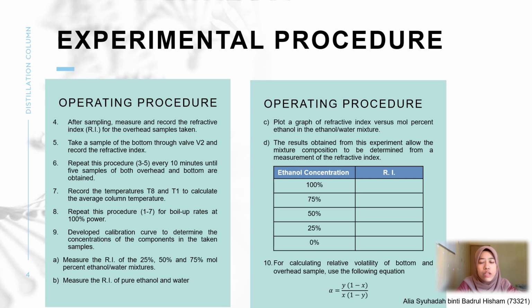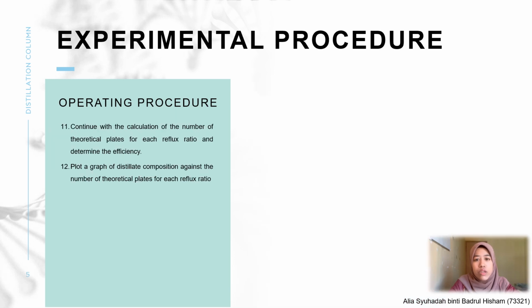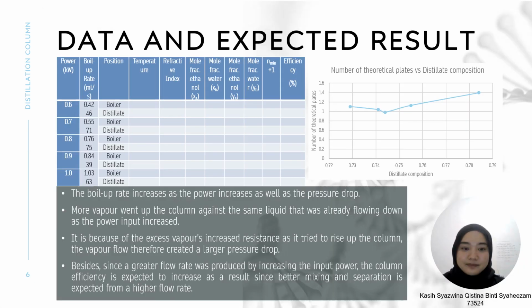Next, for calculating the relative volatility of the bottom and overhead samples, use the following equation. Continue with the calculation of the number of theoretical plates for each reflux ratio and determine the efficiency. And lastly, plot a graph of distillate composition against the number of theoretical plates for each reflux ratio.